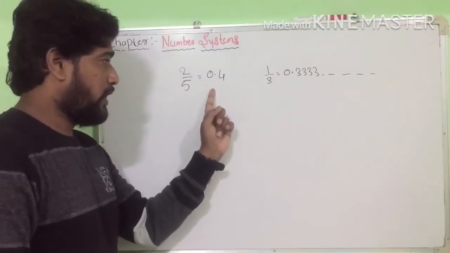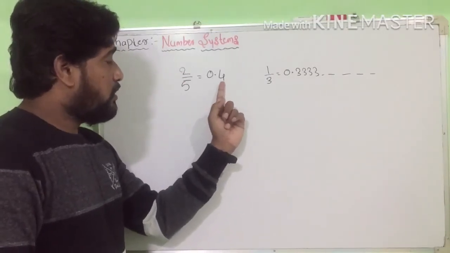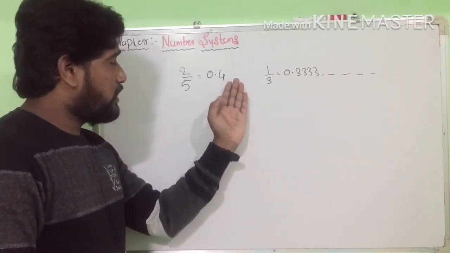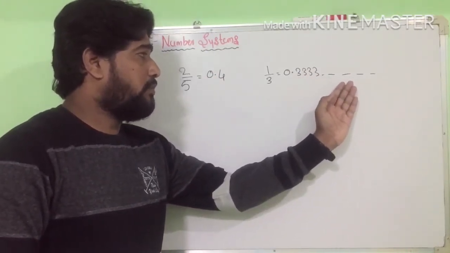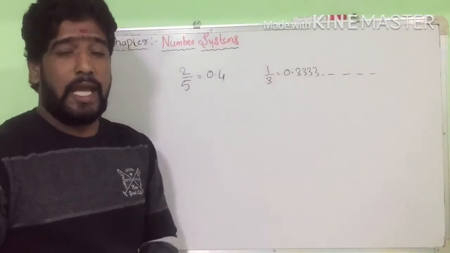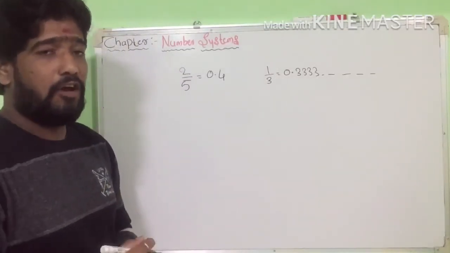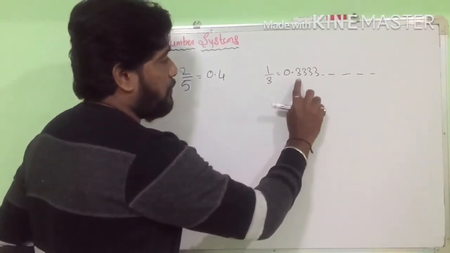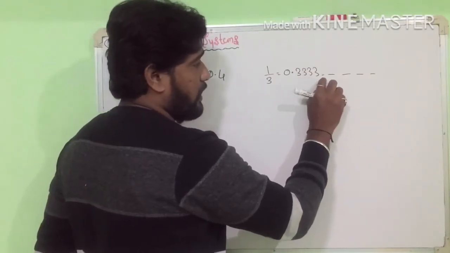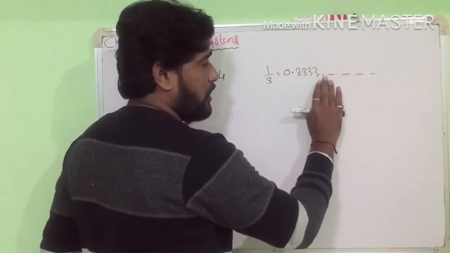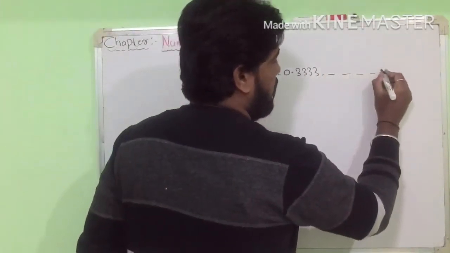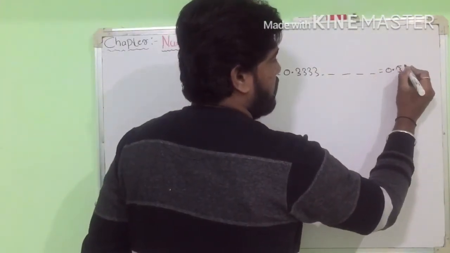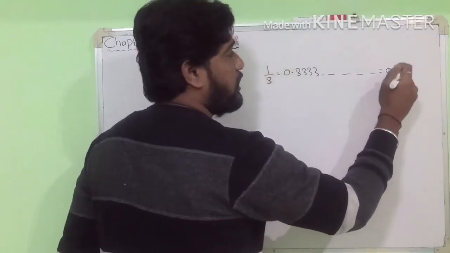After the decimal, if the terms are countable, it is terminating. If the terms are uncountable, it is non-terminating. And for recurring and non-recurring, here after the decimal the terms are repeating, right? 3333. So it is recurring, and we can also write it as 0.3 bar. So it means it is recurring.